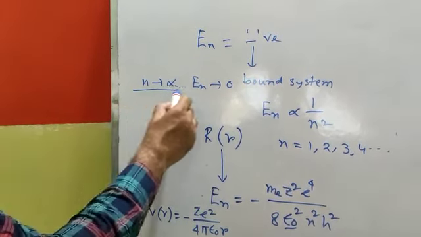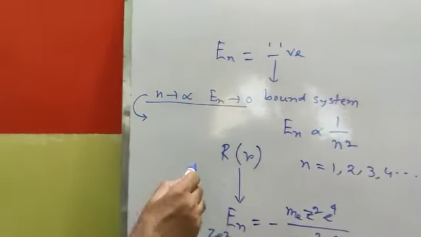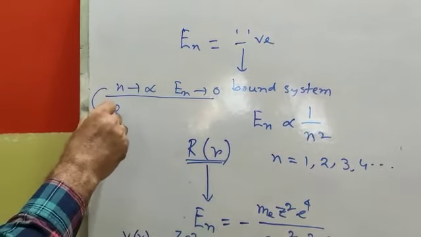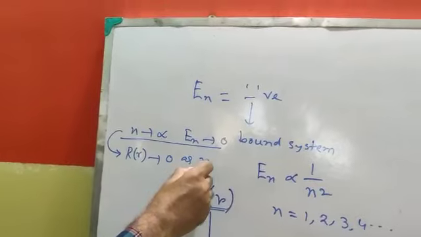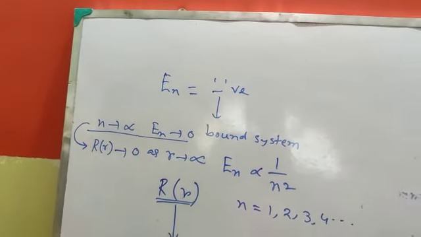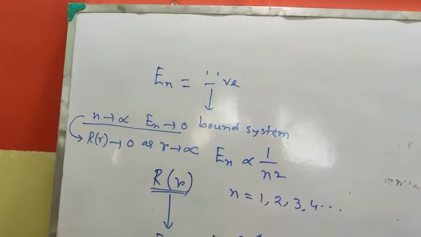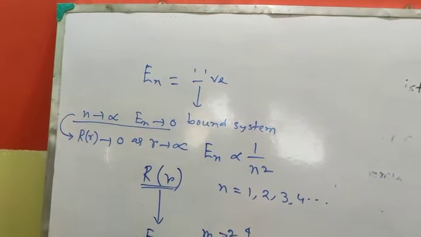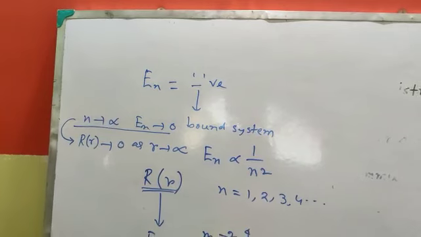Now why this limit, from where does this limit come? Actually it comes from the well-behavedness of the radial part. This R part goes to 0 as r tends to infinity. So the hydrogen atom energy, as this expression shows, is basically proportional to the reciprocal of the square of the principal quantum number.